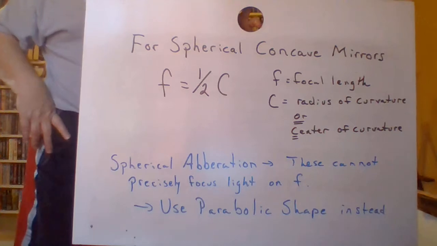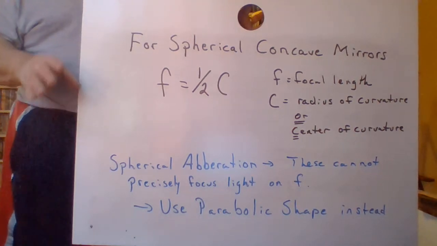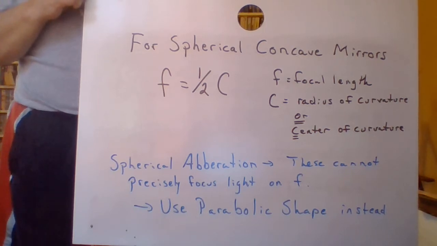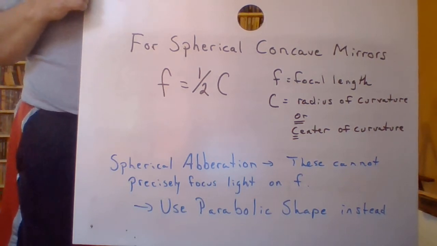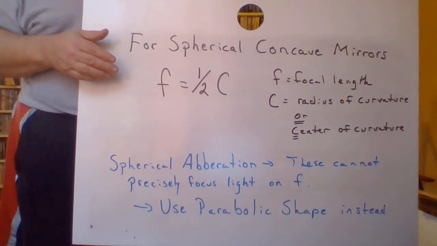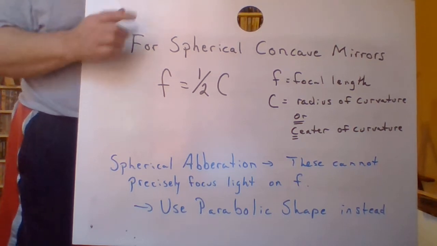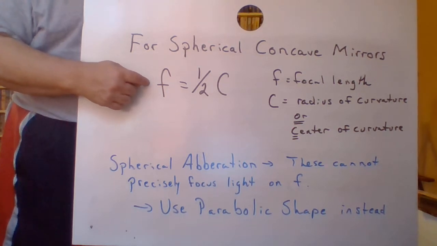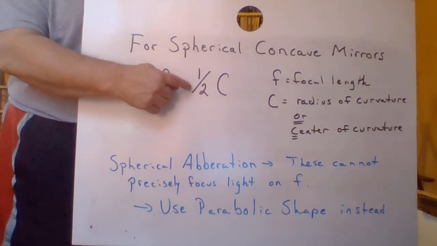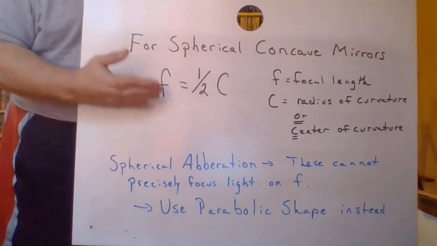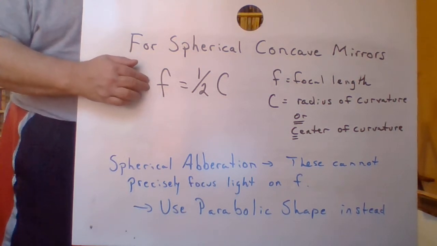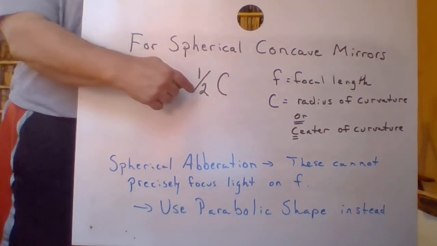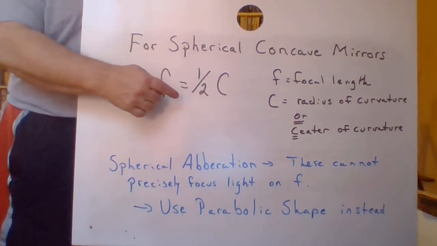Okay, for the remainder of this lesson, we are simply going to be talking about curved mirrors. And we're specifically going to be talking about spherical concave mirrors. For spherical concave mirrors, or spherical convex mirrors, the focal length is always equal to 1/2 of the radius of curvature. Or you could think of it as the focal length is half the distance from the center of curvature to the mirror.